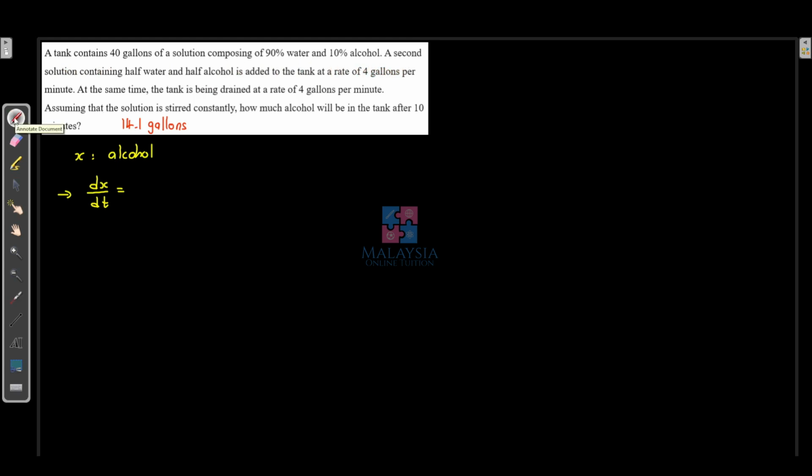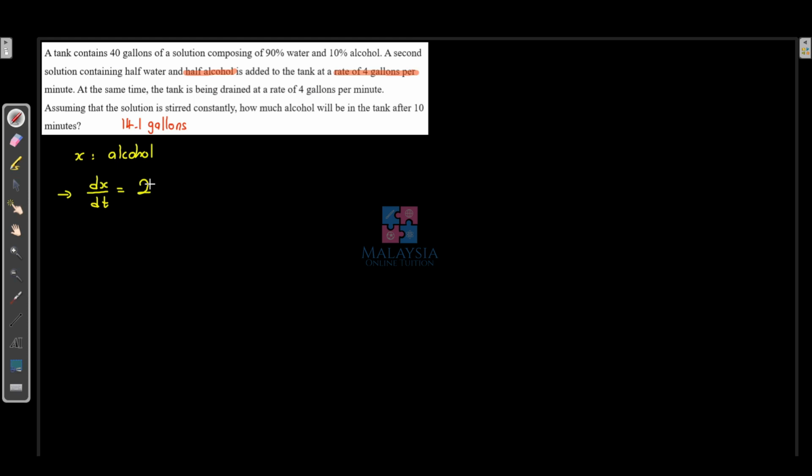So you have alcohol going out of the tank and at the same time alcohol going into the tank. The amount of alcohol going into the tank is fixed because they said half alcohol and they said at the rate of 4 gallons per minute. So we know that the amount of alcohol added to the tank is 2 gallons per minute. So you can say a fixed 2, just like that.